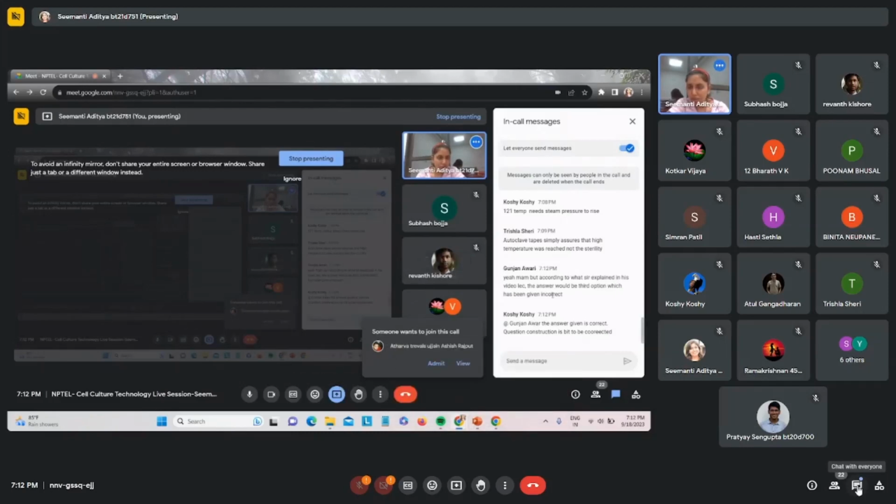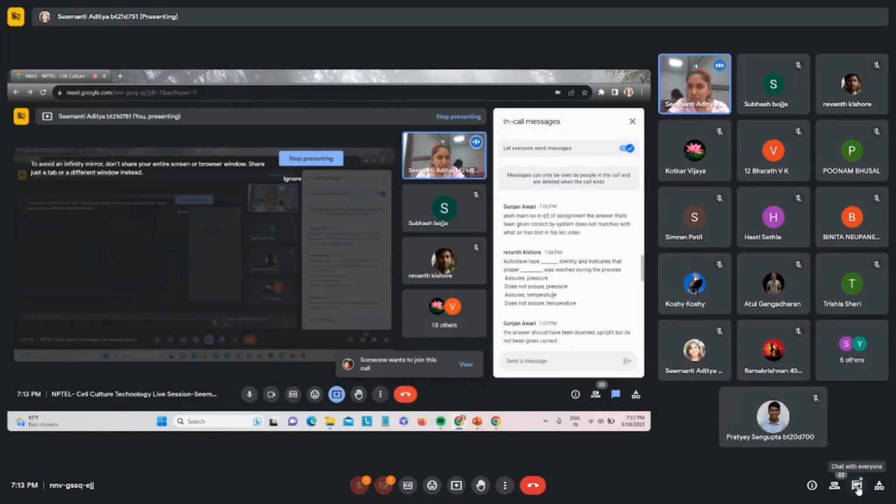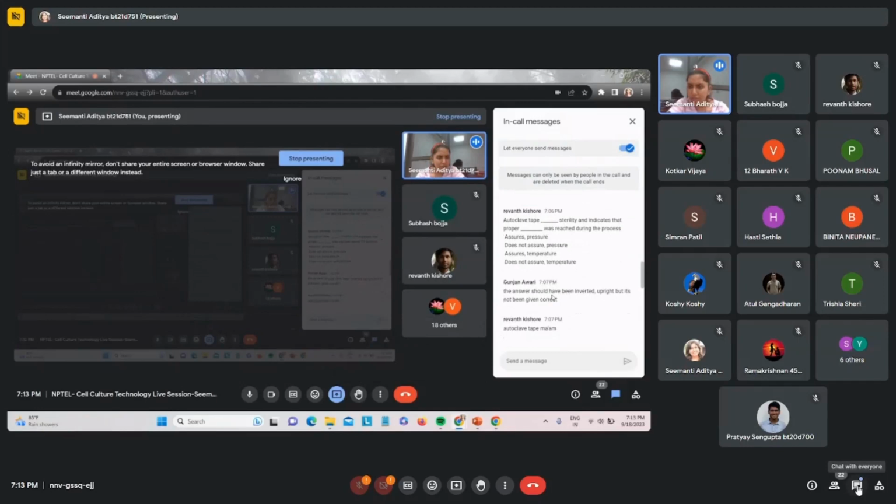So there is one more question that Revant was asking. Autoclave tape assures sterility and indicates that proper... Okay, so autoclave tape and autoclave are, I think, two different things. Autoclave tape is just so that the packet with all your vessels inside is properly secured. Whether you put autoclave tape or a rubber band, it is the same thing. It is not going to affect the sterility, so it will not assure the sterility.